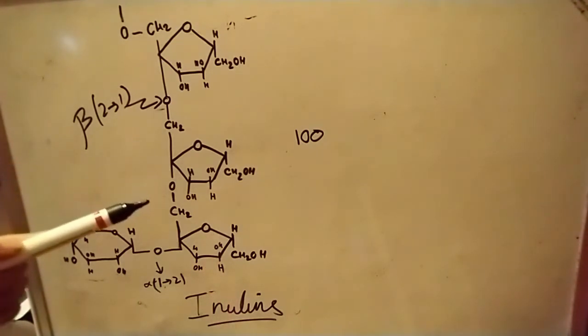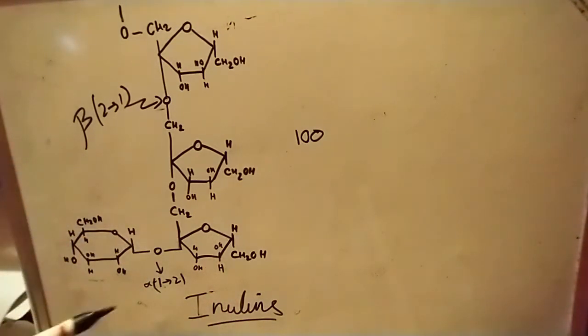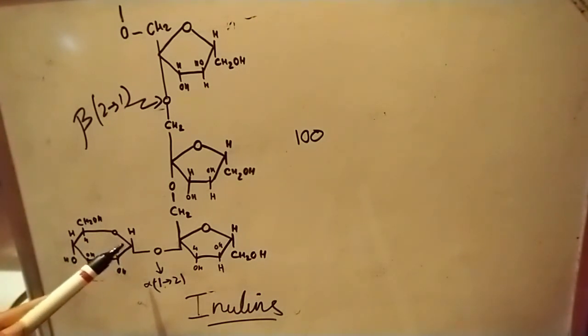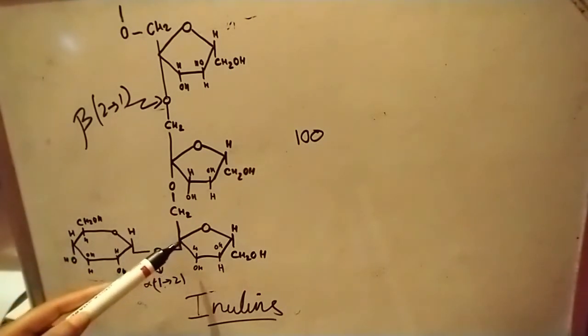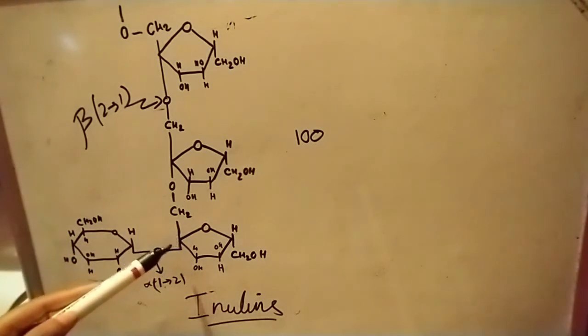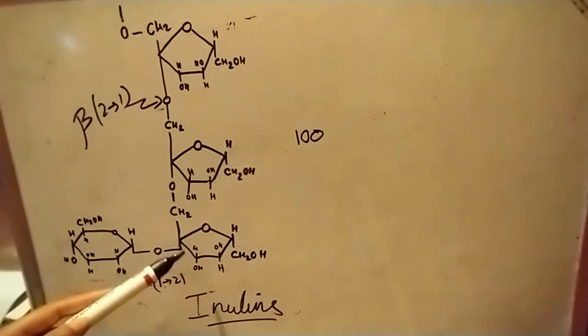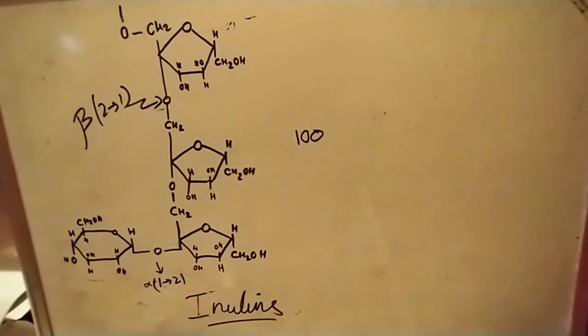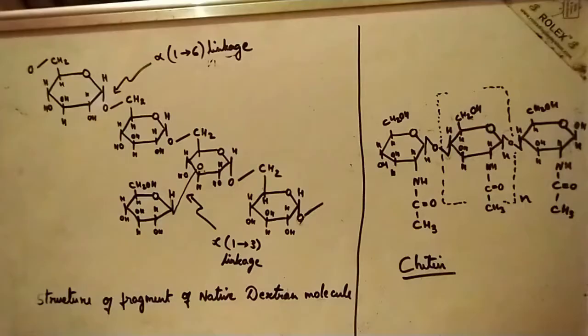And these chains typically have a terminal glucose unit. As you can see, this is a glucose unit where the anomeric carbon number 1 of the glucose gets linked to the anomeric carbon number 2 of fructose. And these inulin sugars are usually sweet in taste. Another two important polysaccharides are dextrin and chitin.